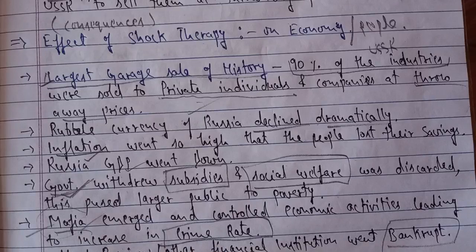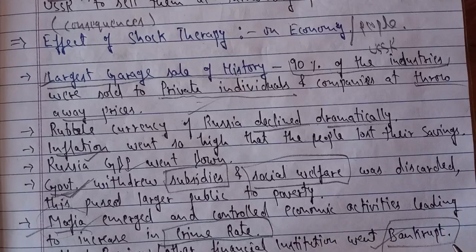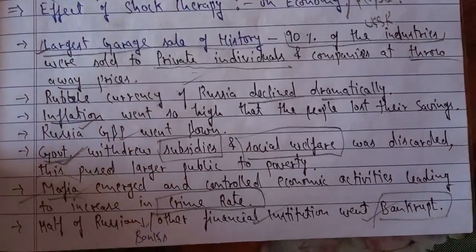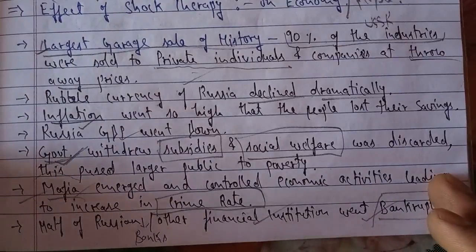And at the same time, half of Russia's banks and other financial institutions went bankrupt, meaning they had no money, no currency. So half of Russia's banks and other financial institutions were bankrupt.